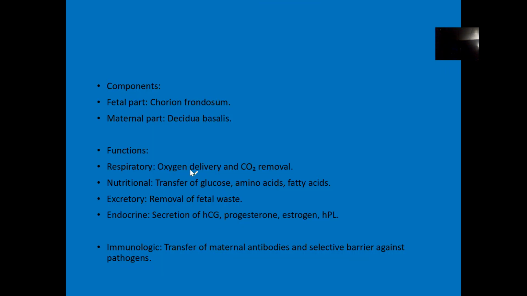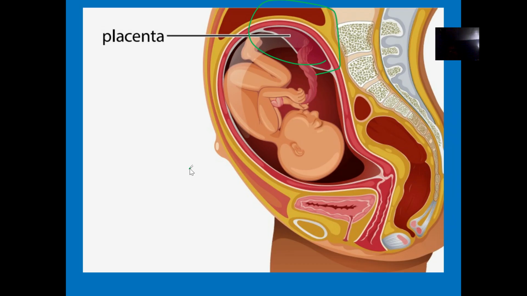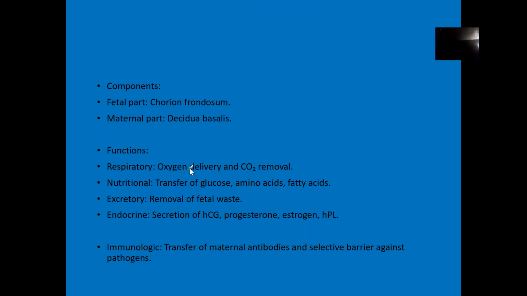So components: we have the baby's part of the placenta, then we have the mother's part of the placenta. There is the one facing the baby, and the one facing the mother. Functions are basically so that oxygen and carbon dioxide are able to reach the baby, nutrients are able to reach the baby, and waste products are able to come from the baby to the mother.